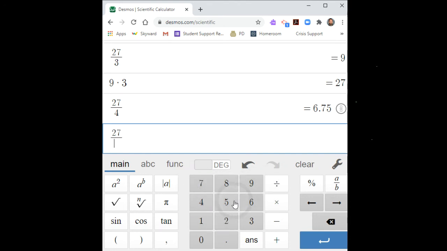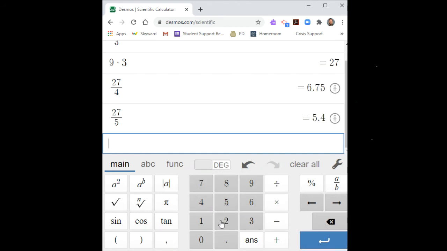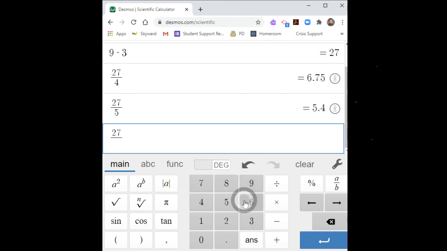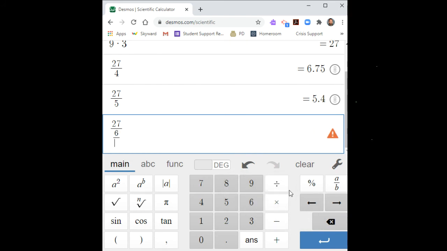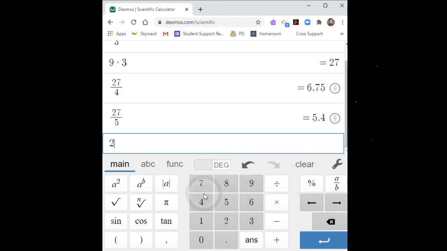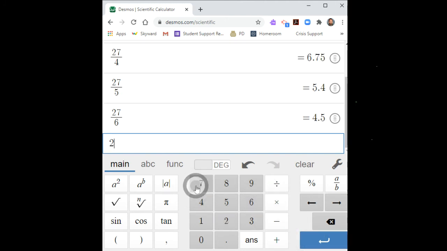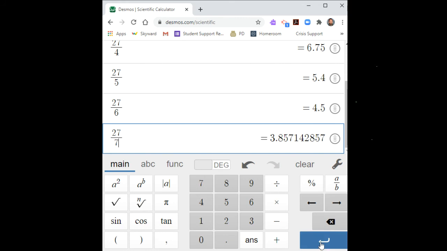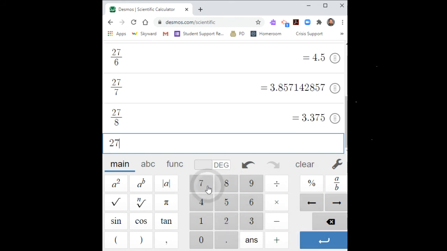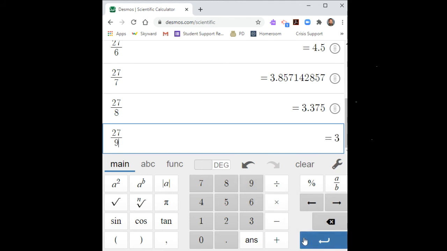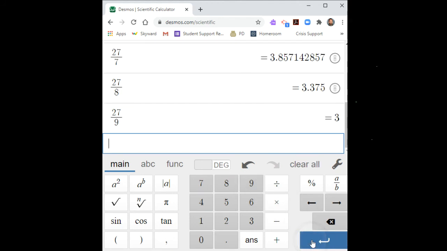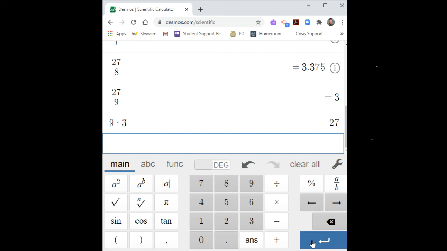What if I get 27 divided by 5? Okay, that didn't work. 27 divided by 6. Oops, that is not what I wanted. 27 divided by 6. Okay, that doesn't work. 27 divided by 7. That doesn't work. 27 divided by 8. That doesn't work. 27 divided by 9. 3. So then 9 times 3 works, right? 9 times 3 works. Okay?